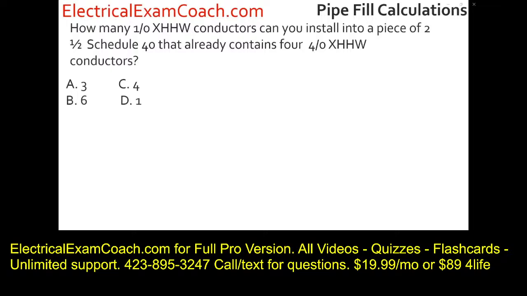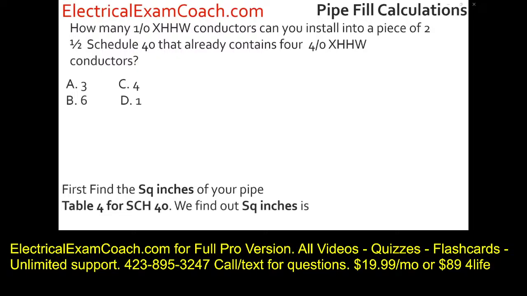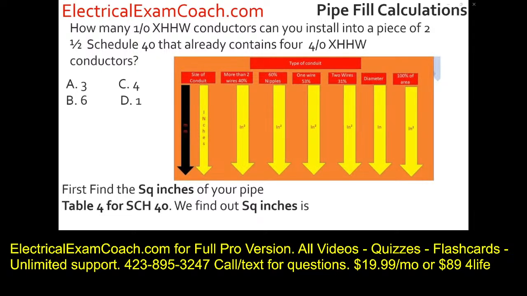How many 1/0 XHHW conductors can you install into a piece of 2.5 inch Schedule 40 that already contains 4 4/0 XHHW conductors? So the first thing we're going to find out is the square inches of our pipe. For that, we're going to head to Chapter 9, Table 4, for Schedule 40. When we get there, we're first going to verify that we are in the right type of conduit. Then we're going to come over here to the left, find our size of conduit. Then we're going to come over to the 40% column because we have more than 2 conductors. And we're going to find that for this conduit, it's 1.878.